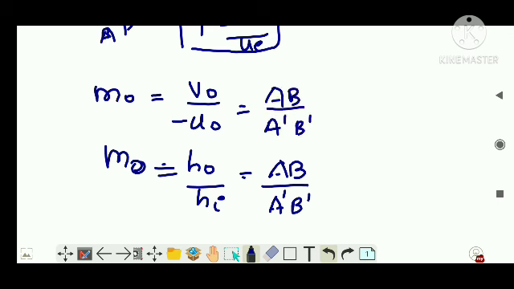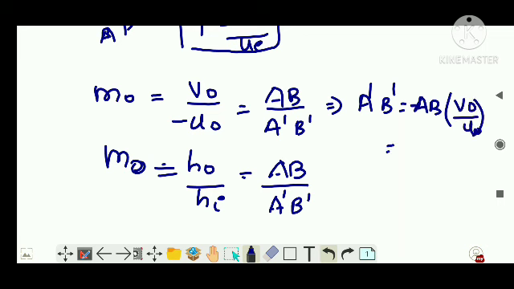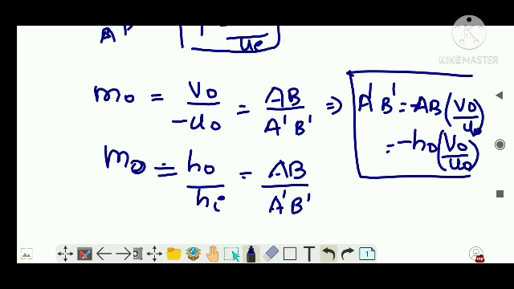Clear? Simple. Now from here I can write A dash B dash is equal to AB into V0 by U0, that is minus. And what is AB? That is the height of the object. It is minus H0 V0 by U0. Keep this one, we require this value.